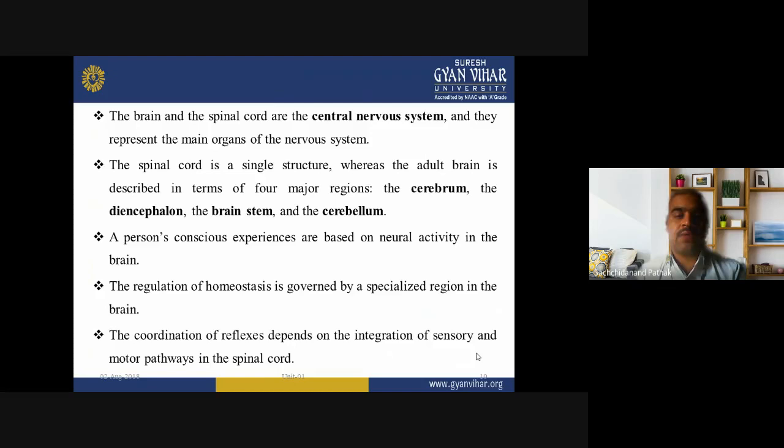Now, the coordination of reflex depends on the integration of sensory and motor pathways in the spinal cord. We have seen reflex action: when you touch a hot object, your hand is pulled out without any effort. If you put your foot on a thorn, you pull your leg up without any effort, without desire. These reflex actions are integrated by the combination of your sensory and motor pathways.